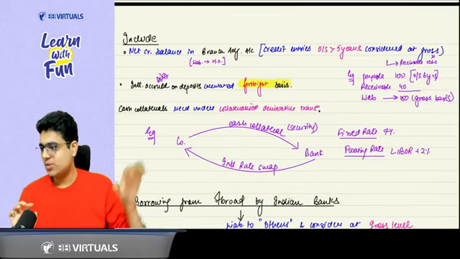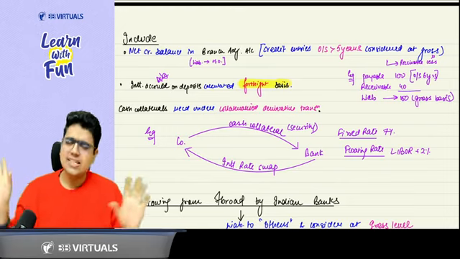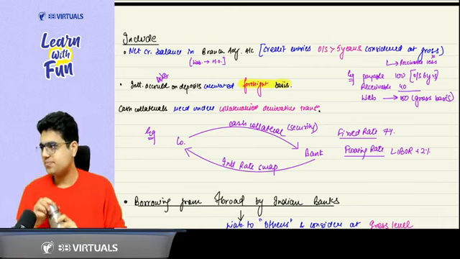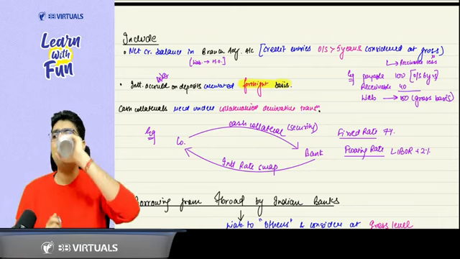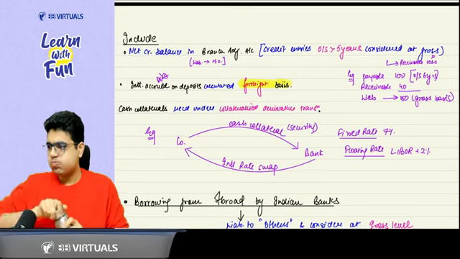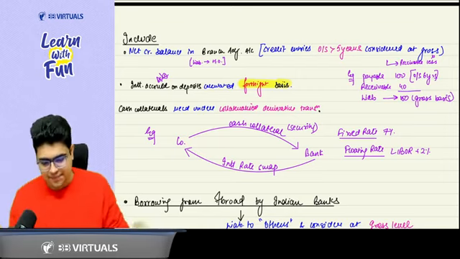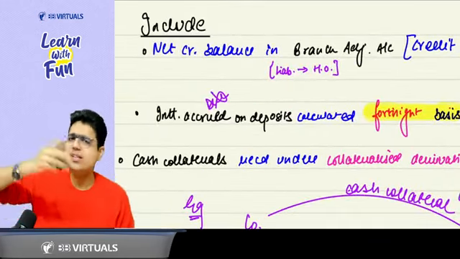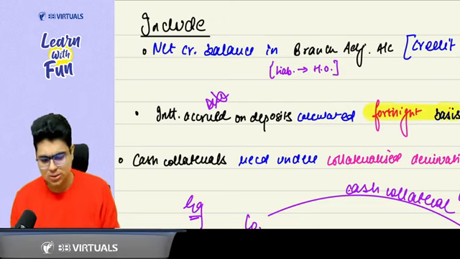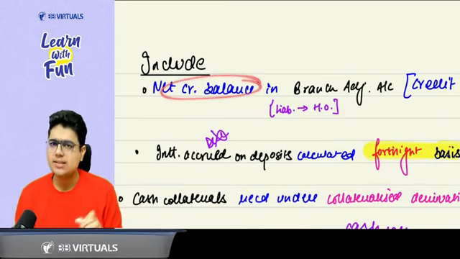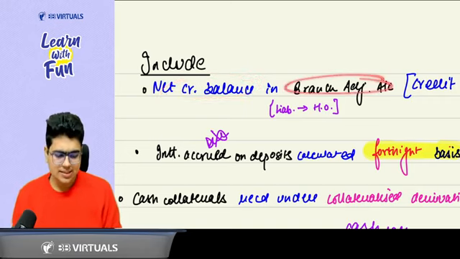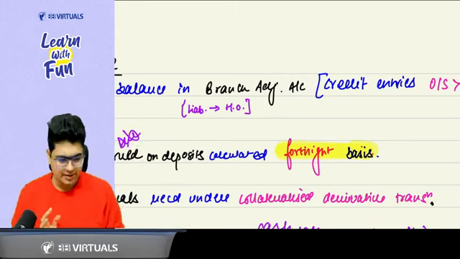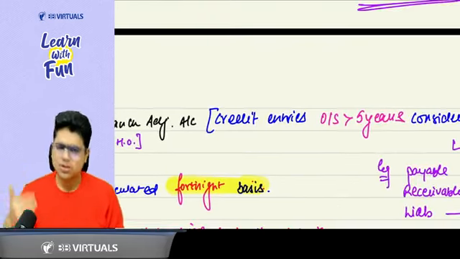Now we will cover the inclusion. Inclusions are very easy. Just I need your 5 minutes and all the inclusions will be done. Everyone ready? Yes, sir. So the first inclusion says, there are only 3 or 4 points. That's it. First inclusion says if there is a net credit balance in the branch adjustment account. Branch adjustment means this is the amount that you owe to the other branches and the head office. So this will become a part of liability.